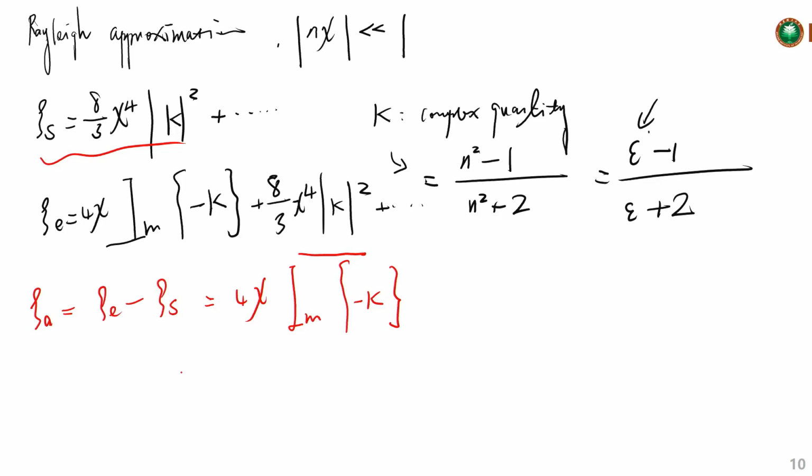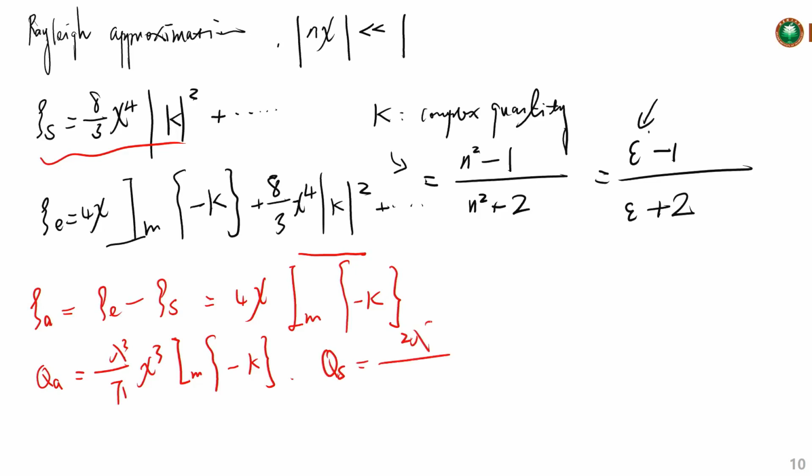And also we can get, because this is the efficiency, the cross section. For the absorption, it equals 1 square over pi times chi to the power 3 times the imaginary part of minus k. For the scattering, that's 2 square over 3 pi squared times chi to the power 6 times minus k.